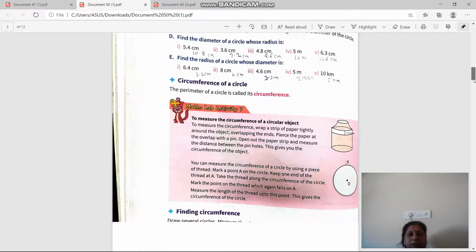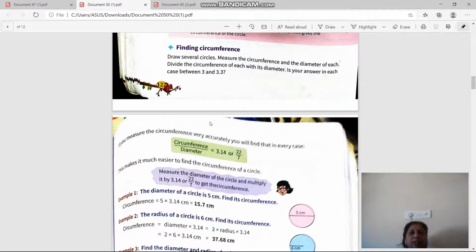So circumference means what? The perimeter of a circle is called circumference. That means the whole circular path of the circle is called the circumference. So how can we calculate the circumference? See here, the circumference upon diameter is equal to 3.14 or 22 upon 7, in every case. So how do we calculate? Measure the diameter of a circle and multiply it by 3.14 or 22 upon 7, we get the circumference.